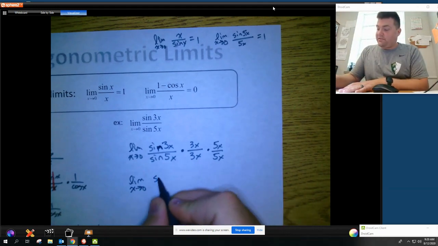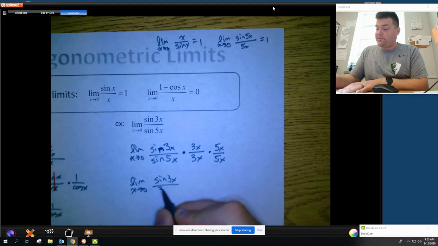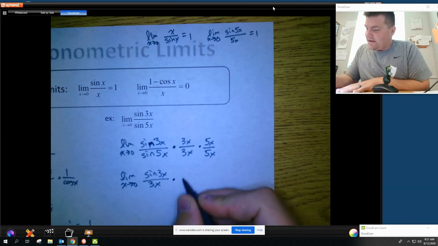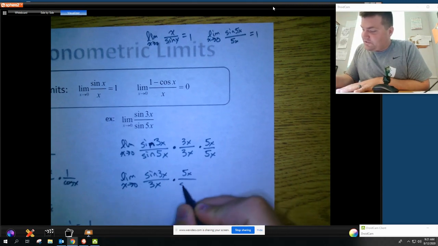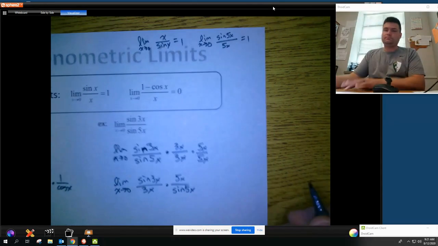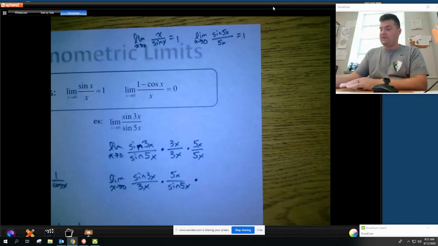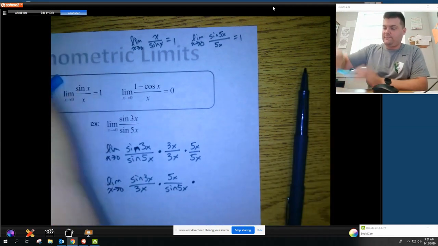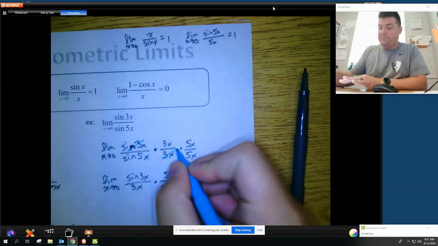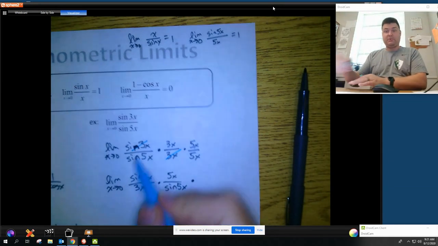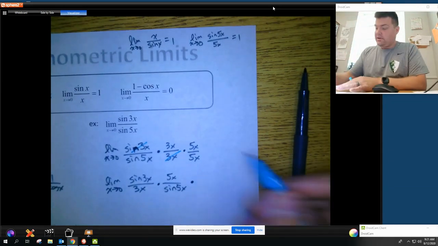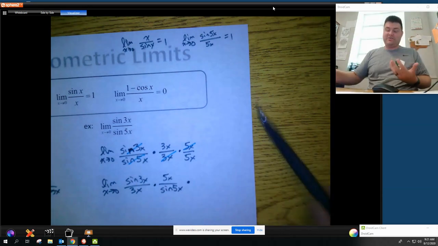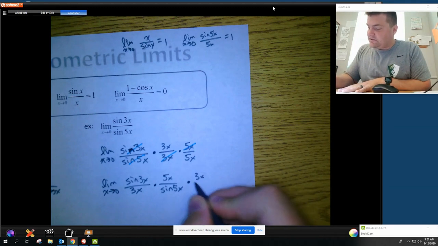So I'm going to do sine of 3x, just rearranging it. Sine of 3x over 3x times 5x over sine of 5x times, what's left over? I still had this 3x on top. Recalling from the previous one, I got rid of this as a rewrite, not canceling. I already rewrote it, and then I have that and that. So what's left? What did I not rewrite yet? Well, I have 3x over 5x.